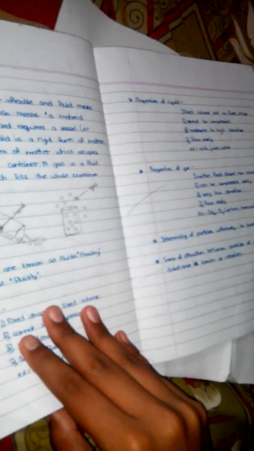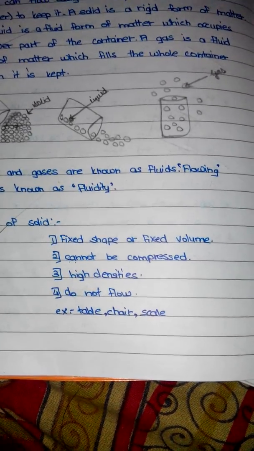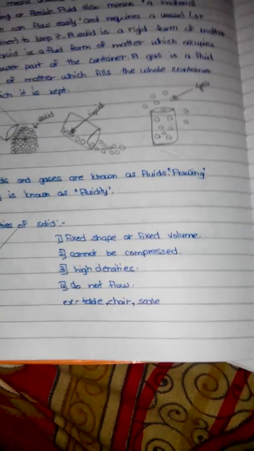Okay, now rigid and fluid. Rigid means unbending or inflexible, and fluid means bending or flexible. So a solid is rigid or unbendable, and a liquid is flexible or bendable. Okay, so the properties of solid. First thing, it has fixed shape and fixed volume. It cannot be compressed, and it has high densities, and solids do not flow.